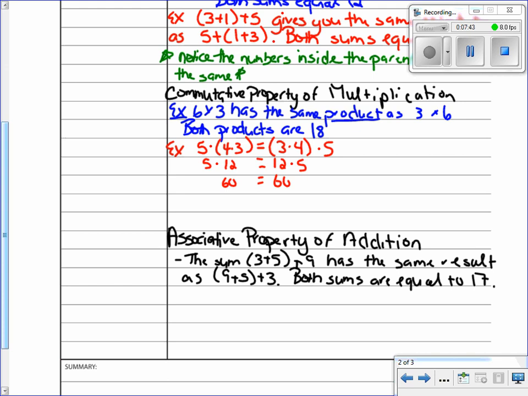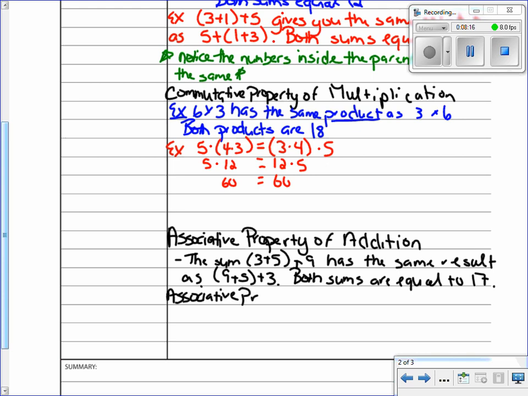You might be wondering, what's the difference between the associative property and the commutative property? Well, if you take a look inside the parentheses here, are they the same numbers? They are not, and that is the big difference here. There's one same number, 5, but the other two are not the same. So that's really the main difference between the associative property and the commutative property. So just like the commutative property, the associative property can also be used with multiplication.